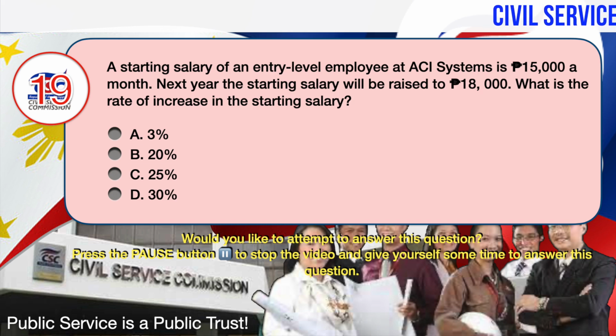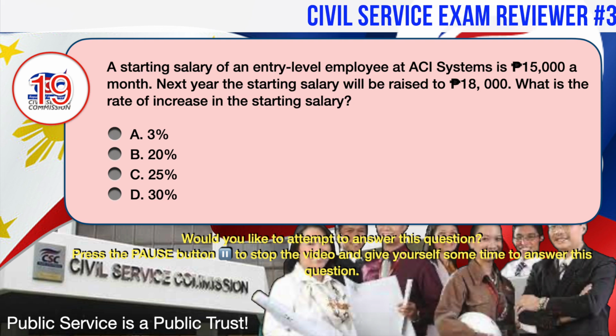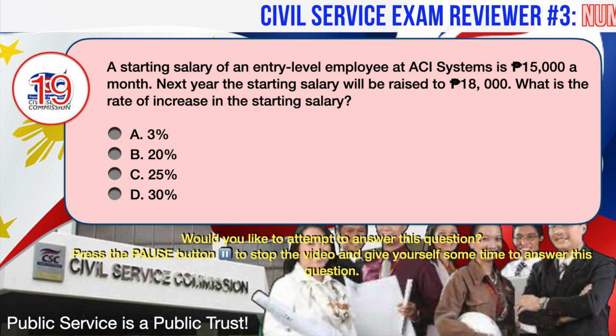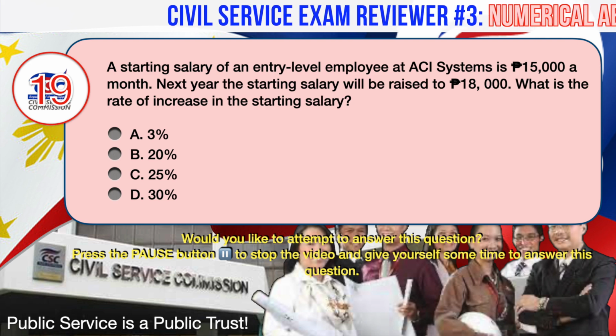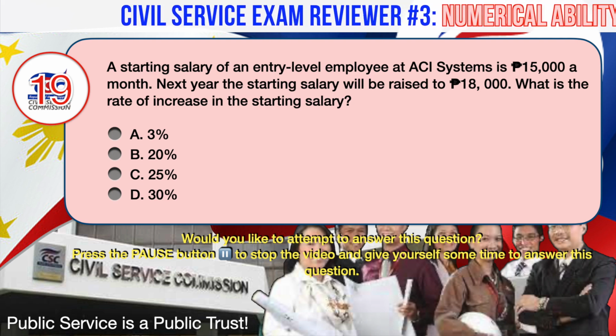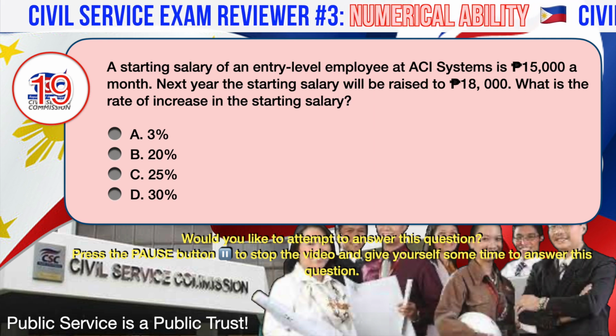Question number 19. A starting salary of an entry-level employee at ACI Systems is 15,000 pesos a month. Next year the starting salary will be raised to 18,000 pesos. What is the rate of increase in the starting salary? A. 3%. B. 20%. C. 25%. D. 30%.